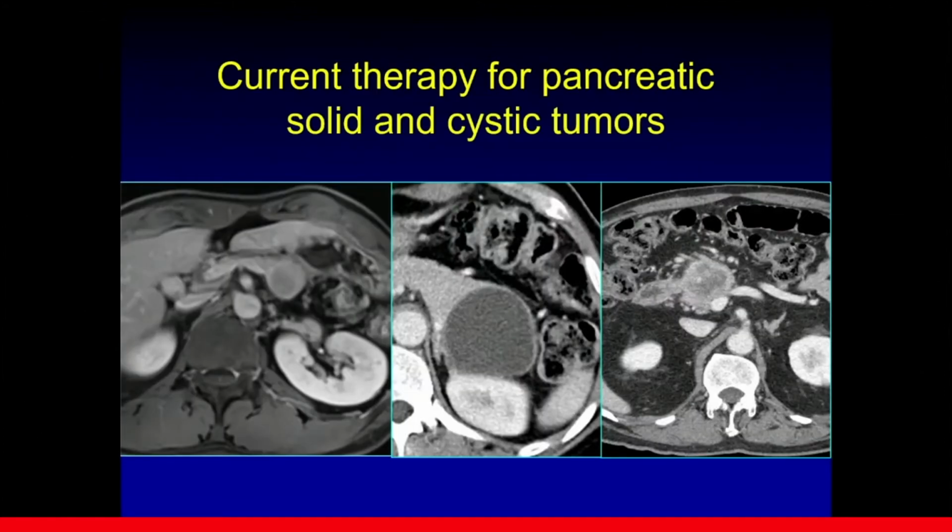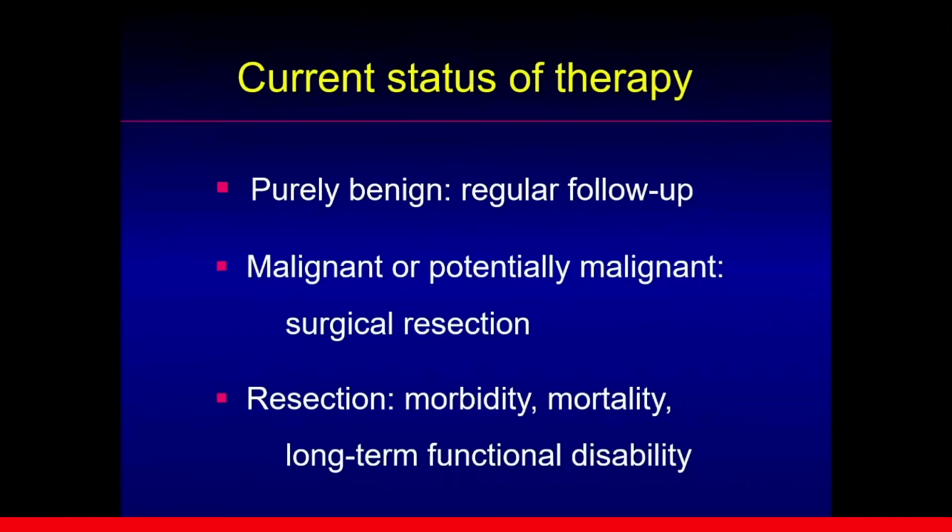There are various types of tumors in the pancreas: neuroendocrine tumor, mucinous cystic neoplasm, and pancreatic cancer. How are we treating these cases? Current principle is, if the lesion is purely benign, regular follow-up is recommended. If it is malignant or potentially malignant lesion, surgical resection is generally recommended. However, surgical resection carries significant morbidity, even mortality, and long-term functional disability is the major issue.